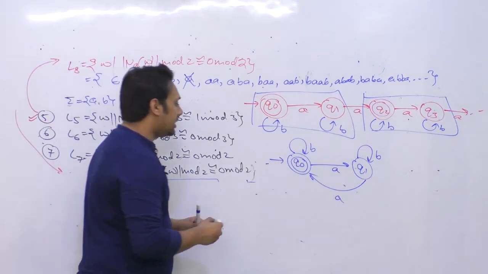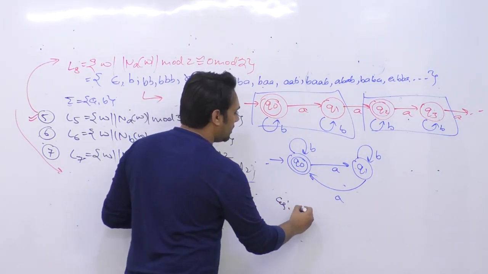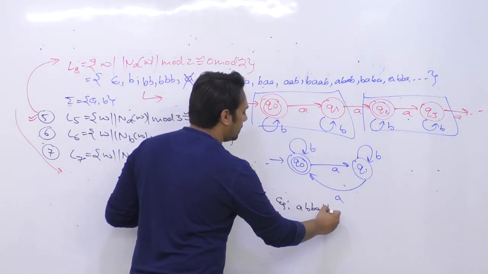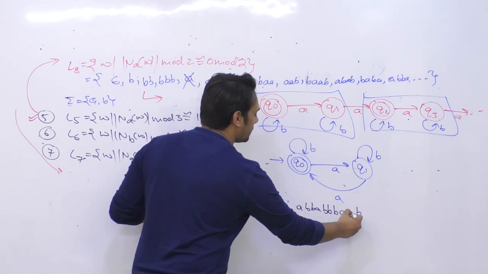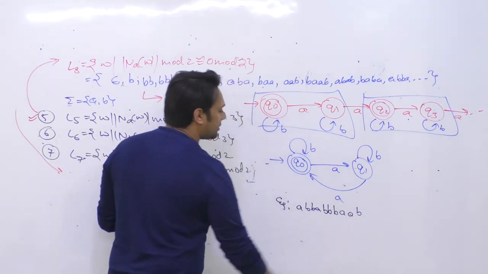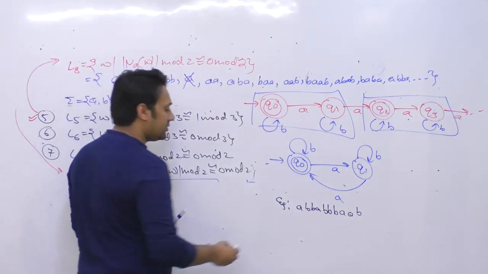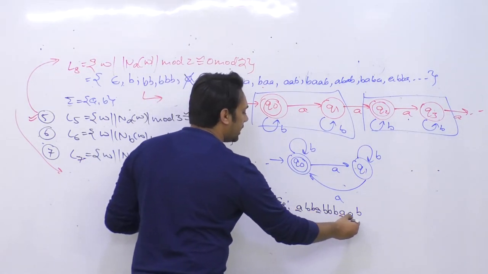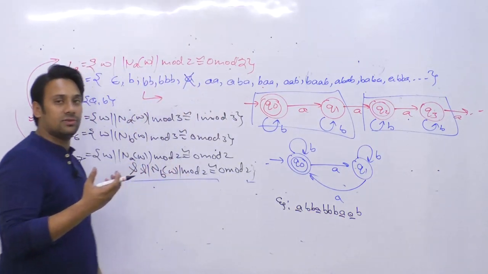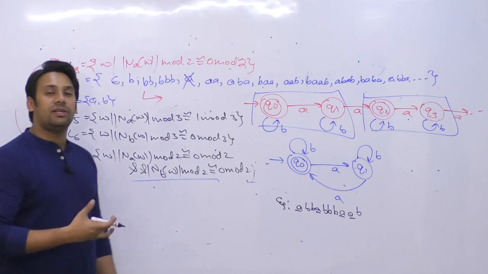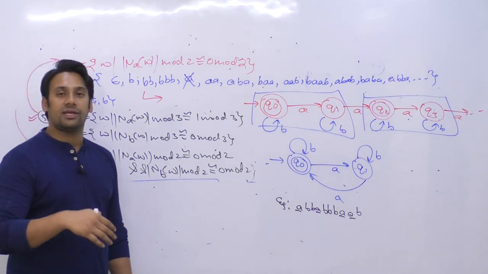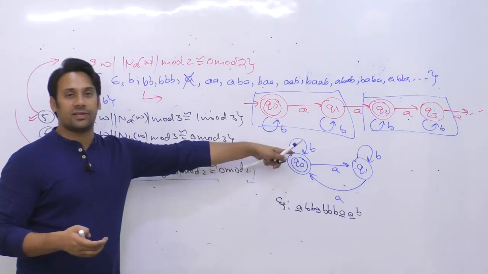For example, let us say we have a string which is A, B, B, A, B, B, B, A, A, B. Okay? So in this string, how many A's are there? 1, 2, 3 and 4. There are 4 A's. 4 A's means it is an even number, so the number of A's is even. So this string should be accepted.